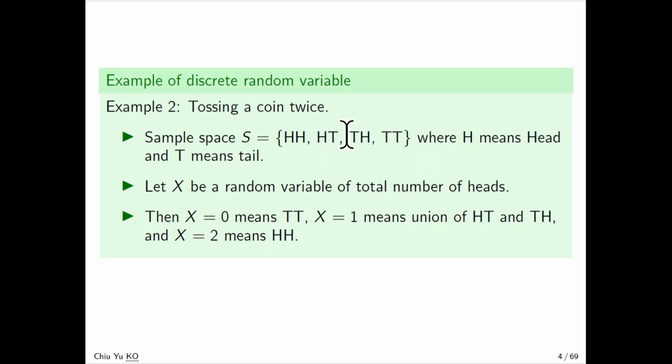And here we denote X to be a random variable that is the number of heads. Then we can simplify this: X equal to 0 means tail tail, X equal to 1 is head tail or tail head, and X equal to 2 is head head.